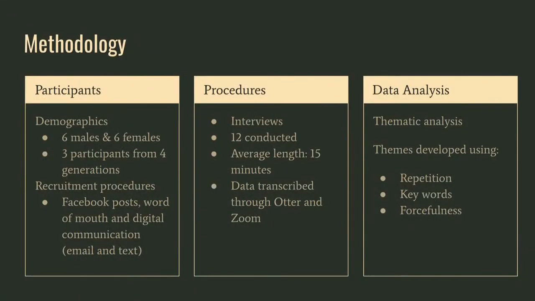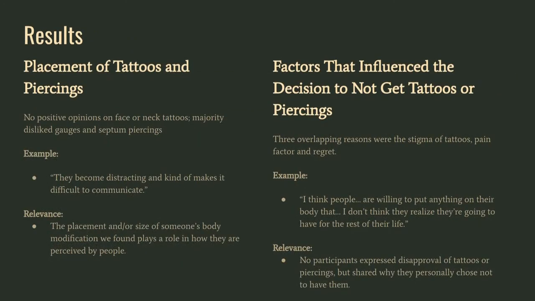We analyzed our data through a thematic analysis, and the themes were developed using repetition, keywords, and forcefulness. We found a few common themes, one being the placement of tattoos and piercings. Out of all the participants, we had no positive opinions on face or neck tattoos, and the majority also shared they disliked gauges and septum piercings. One participant said they become distracting and kind of make it difficult to communicate.